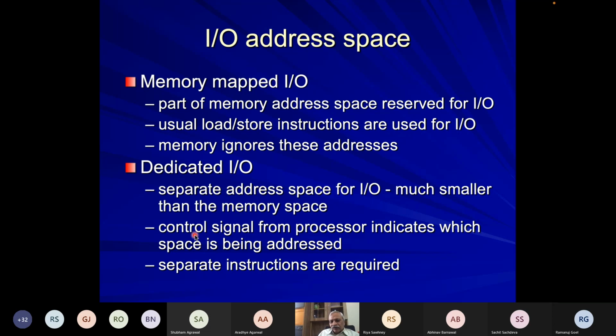As the processor decodes an instruction, if it is an IO instruction, it will send a different control signal to IO devices, and if it is LDR or STR, it will send control signals to memory for reading or writing.